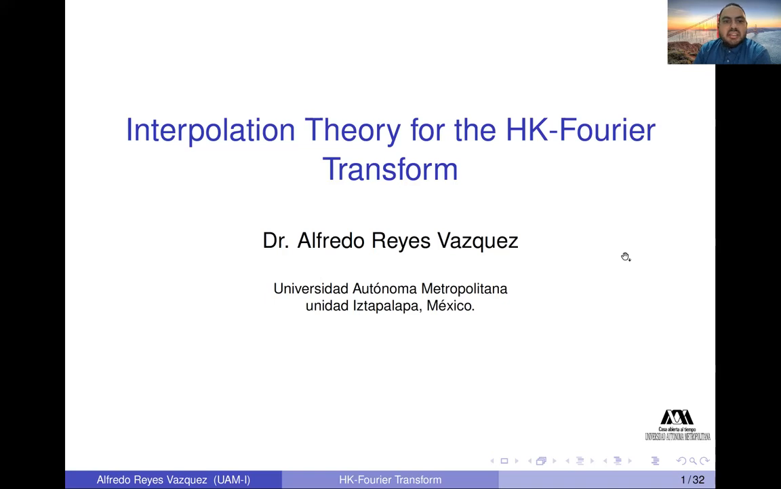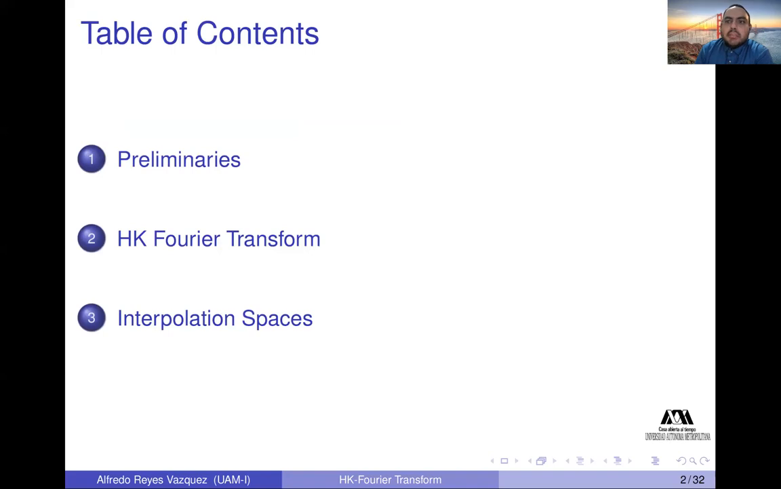Hello, my name is Alfredo Reyes, and I'm going to talk about interpolation theory for the Henstock-Kurzweil Fourier Transform. So the plan of my presentation is the following. First, I'm going to give you some preliminaries, then the definition of the Henstock-Kurzweil Fourier Transform, and finally, some aspects of interpolation theory.